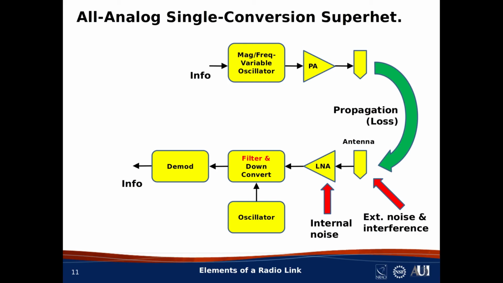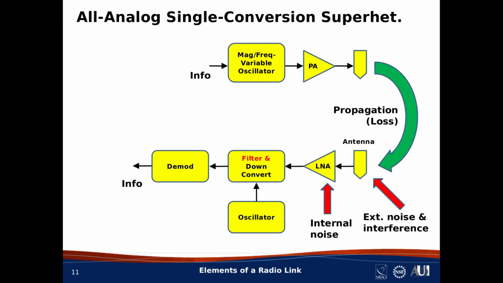Now on the receive side, we have once again single conversion superhet architecture, but in this case it's not quite the same as before. Here the demodulation is done in the analog domain with no need for digitization. Just a few decades ago, this type of architecture was really the only practical way to do radio. Suitable digital processing and D to A's and A to D's were not available for this application.